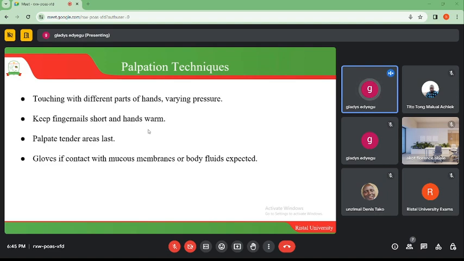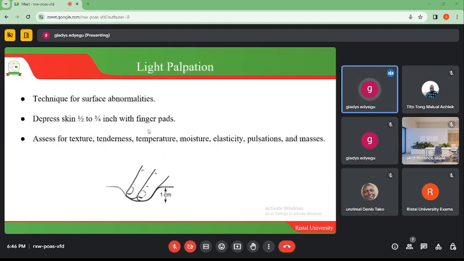Use gloves if contact with mucous membranes or body fluids is expected. Getting in contact with the patient's fluids is not good. If you know that you're going to examine this patient and you can easily get in contact with the fluids of this patient, please put on your gloves and examine the patient, because every fluid out of the patient is not safe for us.